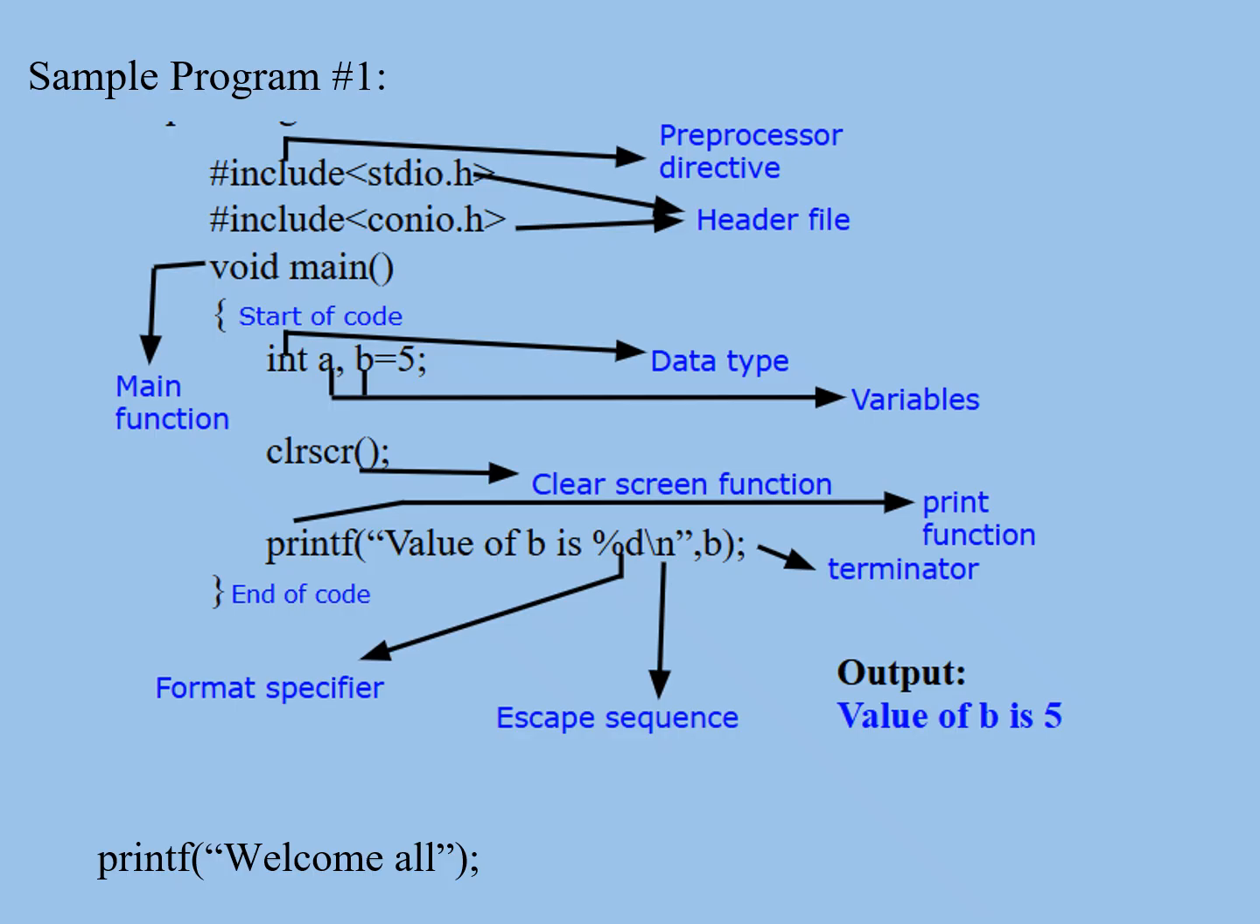Note that each statement is concluded with a semicolon. Finally, the code is concluded with the closing curly bracket indicating the end of the code. On the execution of the code, the output displayed will be: value of b is 5. For better understanding of this program, you can try changing the data type and the value of variable b.